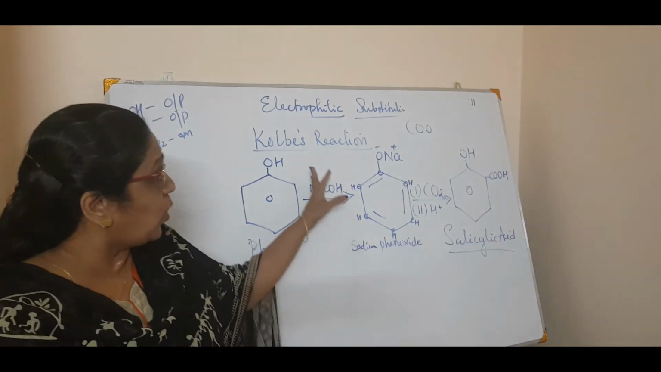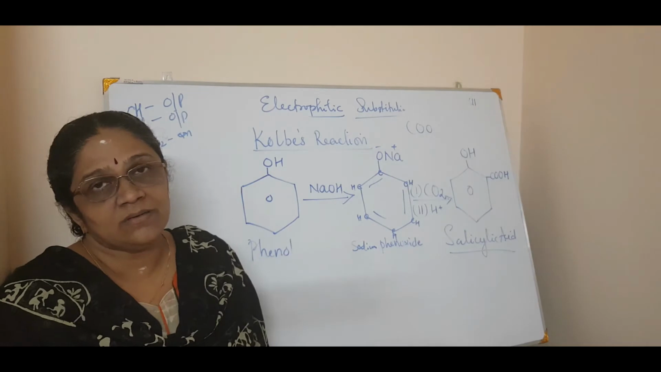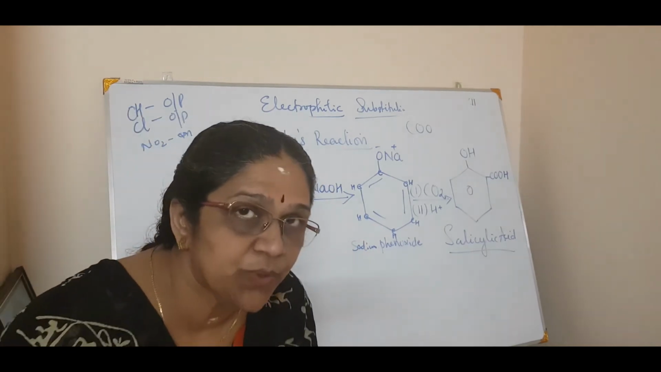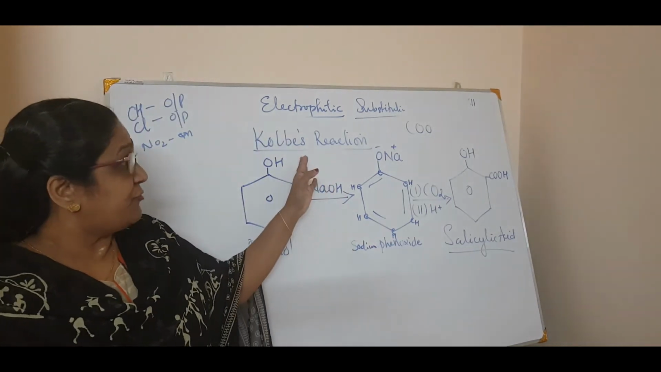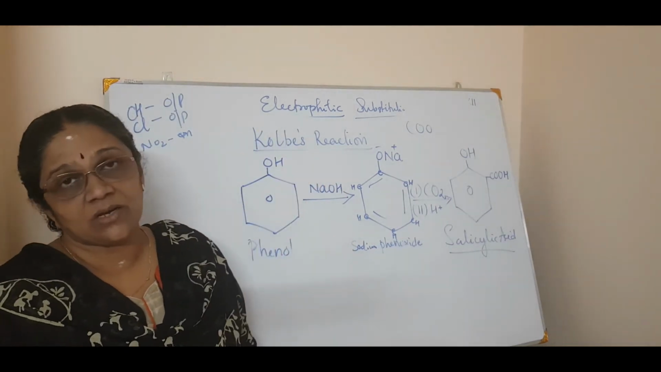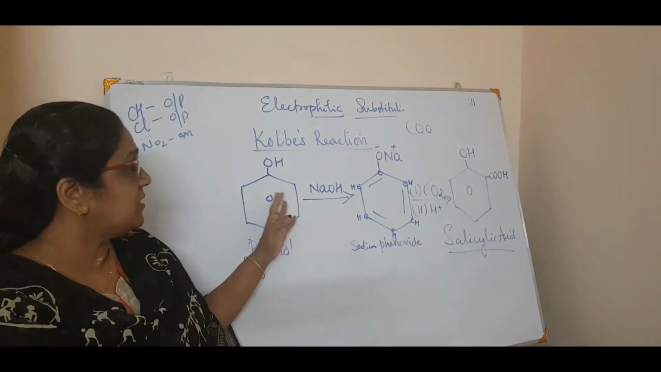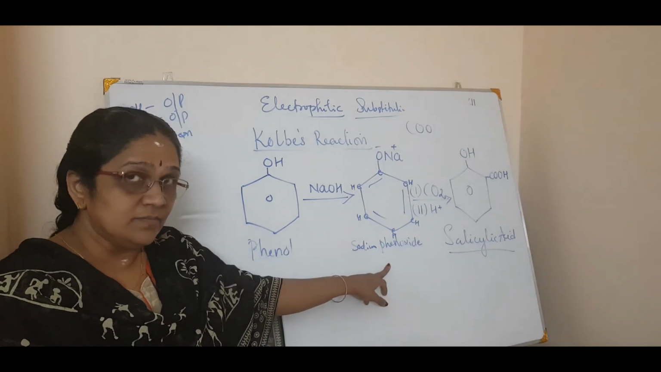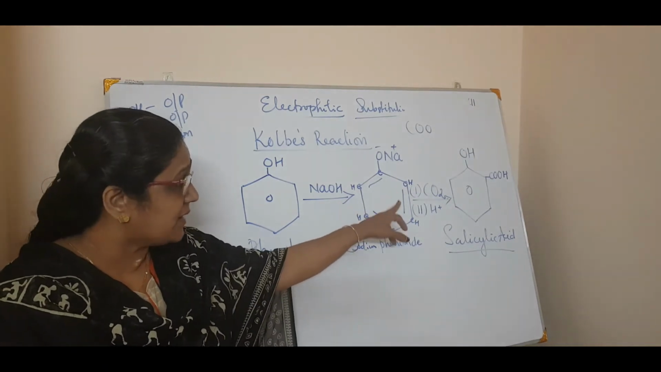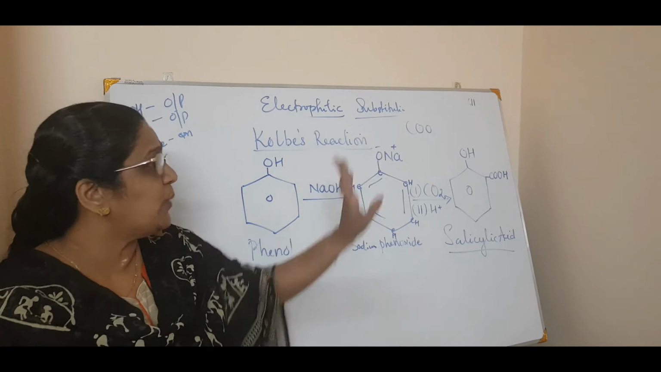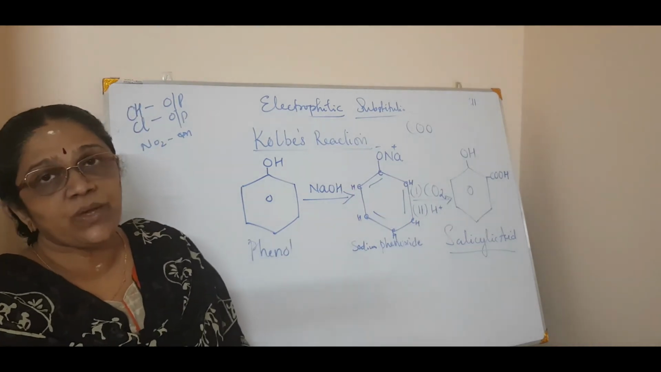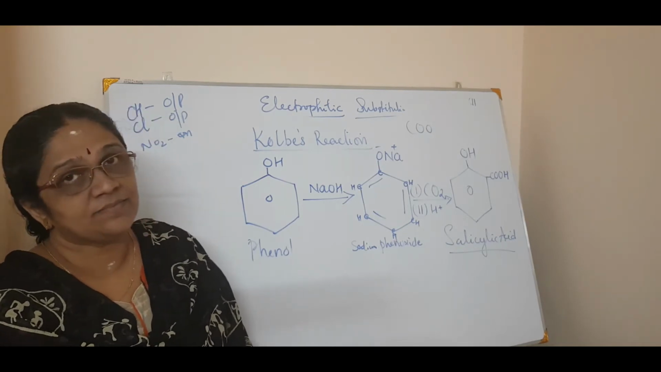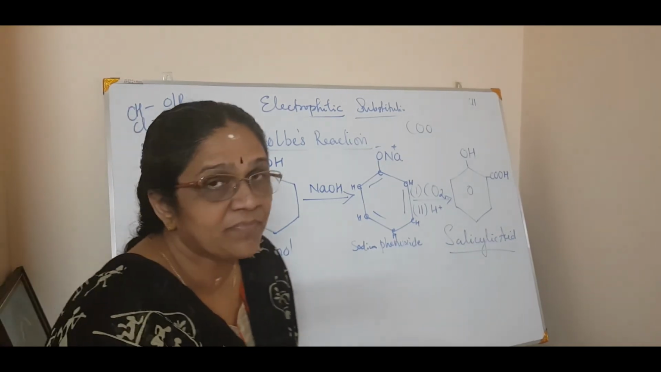So this is the Kolb's reaction. This is again a named reaction. So the diary people will today have their homework. We have to write in the diary this main reaction, Kolb's reaction. So what is Kolb's reaction? When phenol is treated with NaOH, you will get sodium phenoxide. Then on treating with carbon dioxide and hydrolysis, you will get orthohydroxybenzoic acid. And that is called as salicylic acid. So is it clear? Okay.